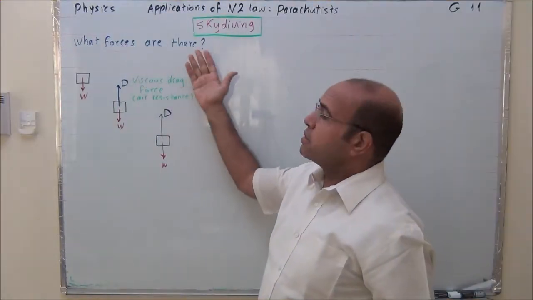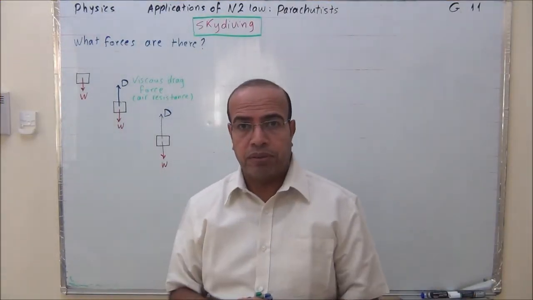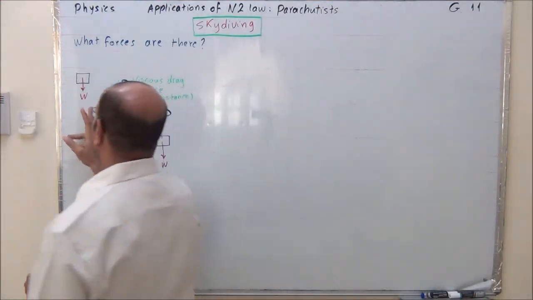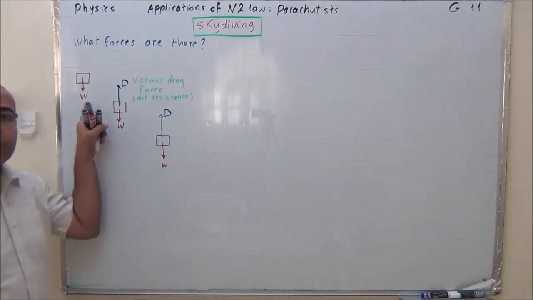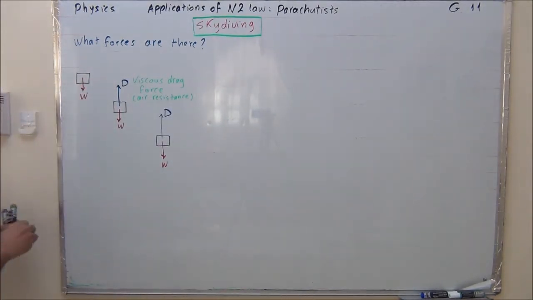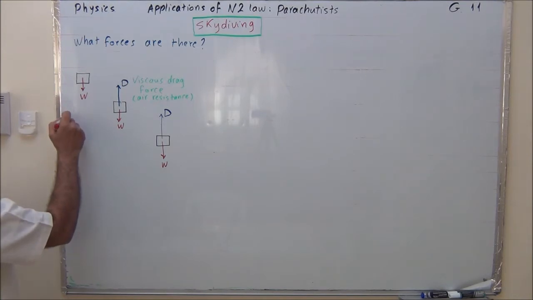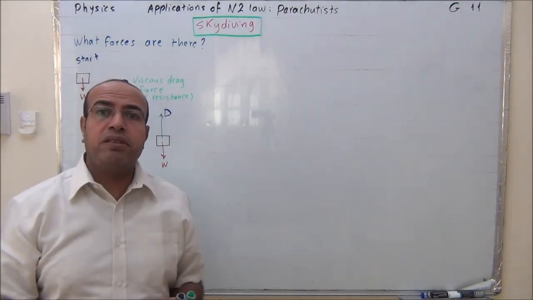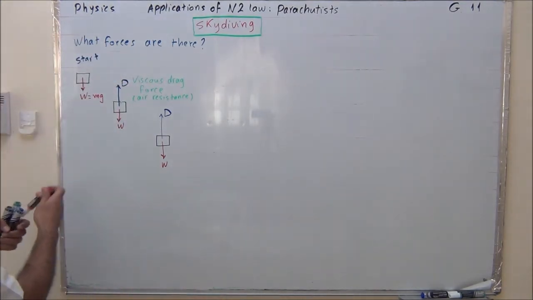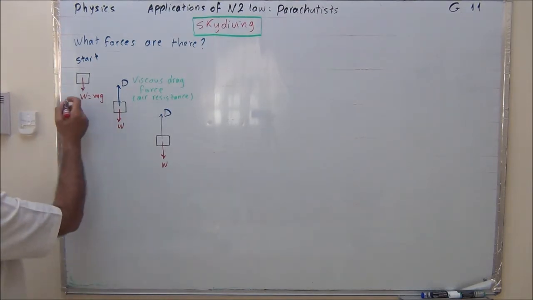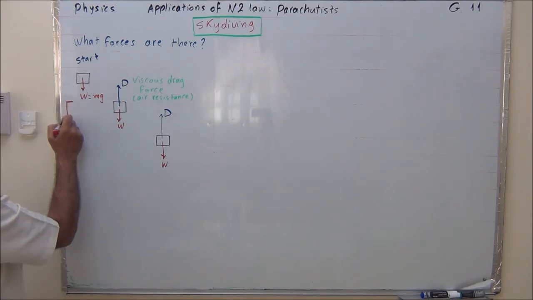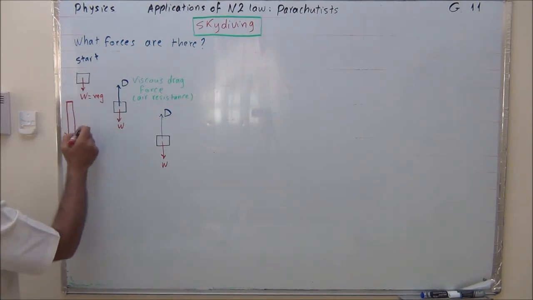What forces are there on that parachutist? At start, we just have the weight. So the weight equals mg. The acceleration is the acceleration due to gravity. So here, we just have one big force. That big force is the weight, acting downwards.